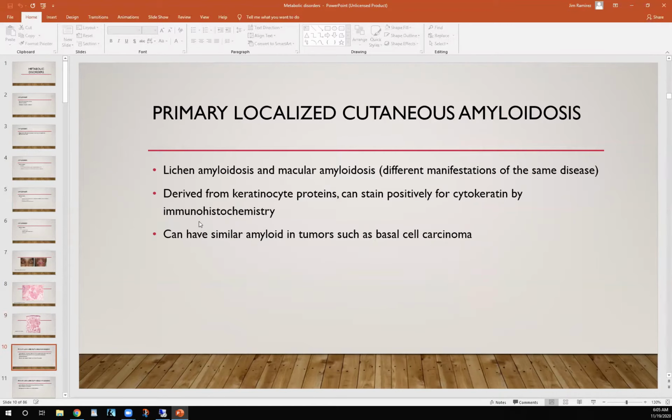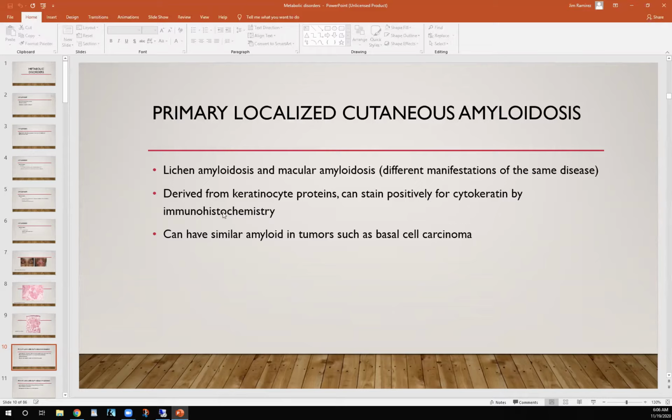So this is different from primary localized cutaneous amyloid, which looks very different histopathologically as well as clinically. Two types are lichen and macular amyloid, basically different manifestations of the same disease. I'll get a little bit into that. And the derivation of the protein is very different. These are from keratinocytic proteins, keratin filaments actually, and they say you can stain positively for cytokeratin by immunohistochemistry.